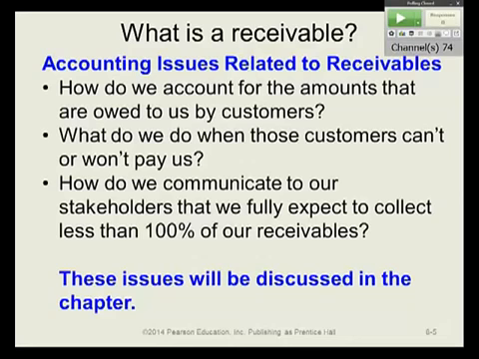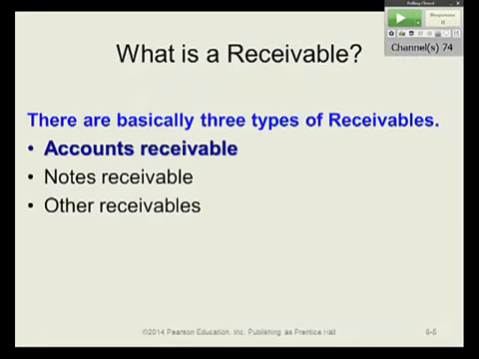So this is exactly the same as our concern when we looked at the lower of cost or market for inventory. Okay. Now, before we get into this, let's quickly examine the types of receivables that we have, just by way of review. And all of these receivables are subject to the same issues.